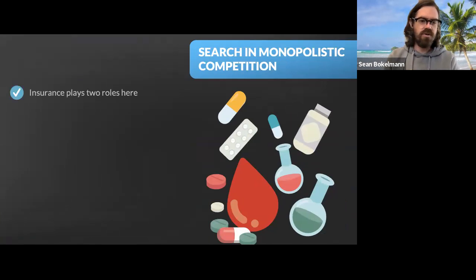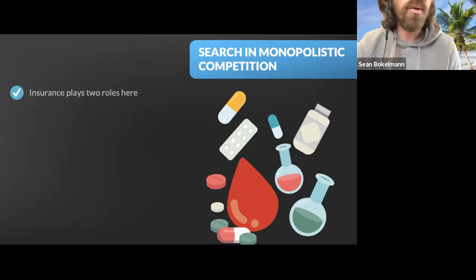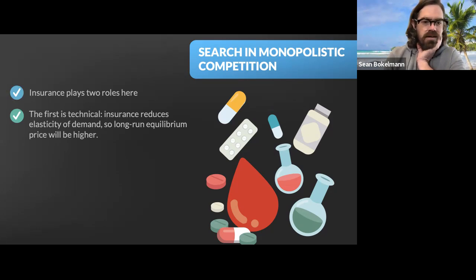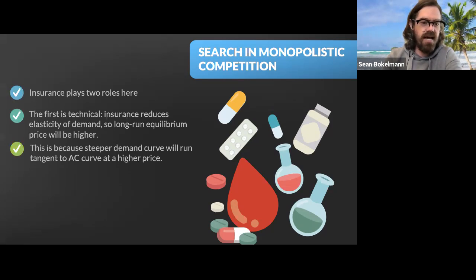Now, something else important to consider is insurance. Insurance can play a couple of roles here regarding search. The first is a technical issue, in that insurance basically reduces the elasticity of demand. It makes the demand curve steeper. And the result is that long run equilibrium prices will be higher. We'll look at a graph in a minute to see how this works. Basically, because the demand curve is steeper, the tangency between the demand curve and the average total cost curve will happen at a place that's higher on the average cost curve, at a higher price.